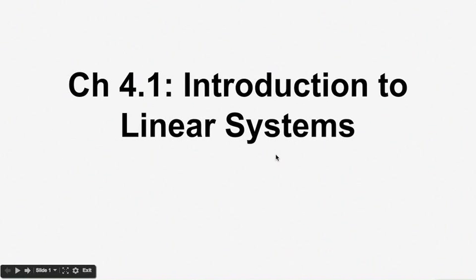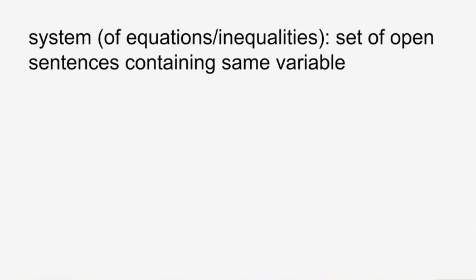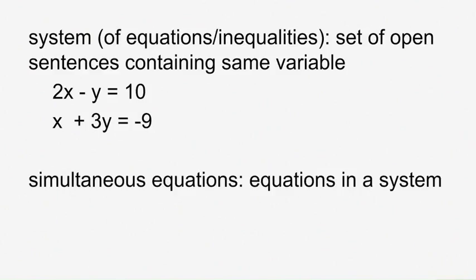Chapter 4.1 is on the introduction to linear systems. A linear system of equations or inequalities is a set of open sentences containing the same variables, and a sentence is like an equation. An example of a linear system would be this: 2x minus y equals 10 and x plus 3y equals negative 9.